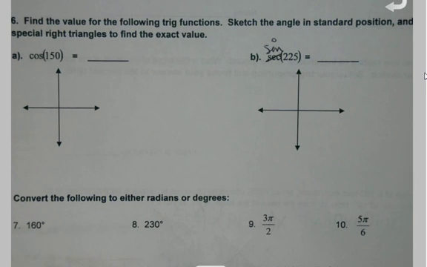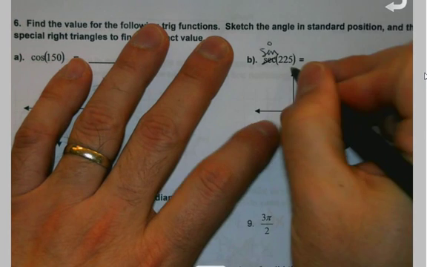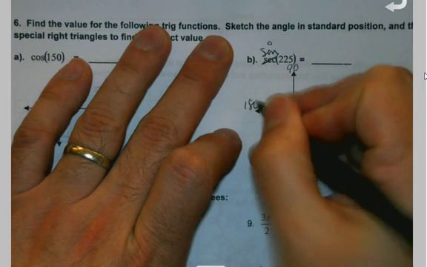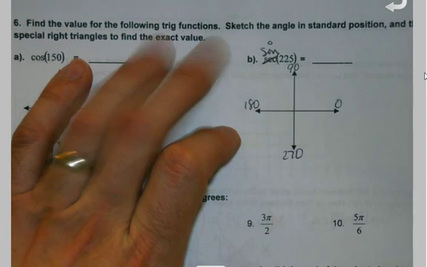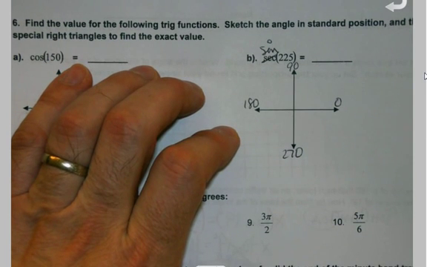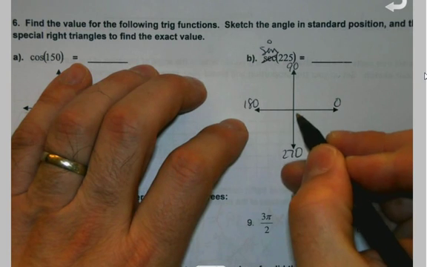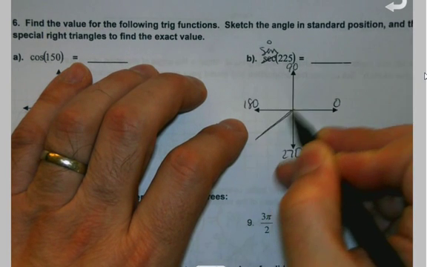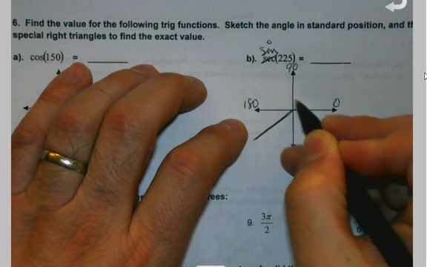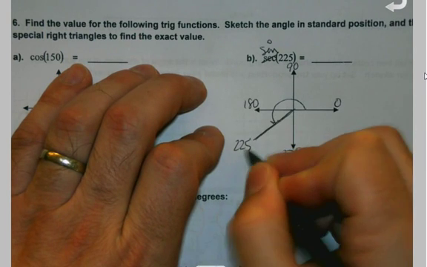Okay, so sine of 225. We just got done talking about if it's positive, it goes counterclockwise here. I'm not looking for perfection. If you want to bust out your protractor, you can. But 225 gets me right about here. It's more than 180, but not a whole lot more than that. So we'll call this 225.